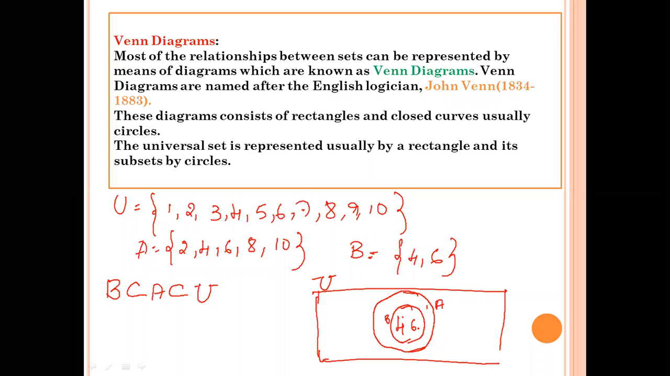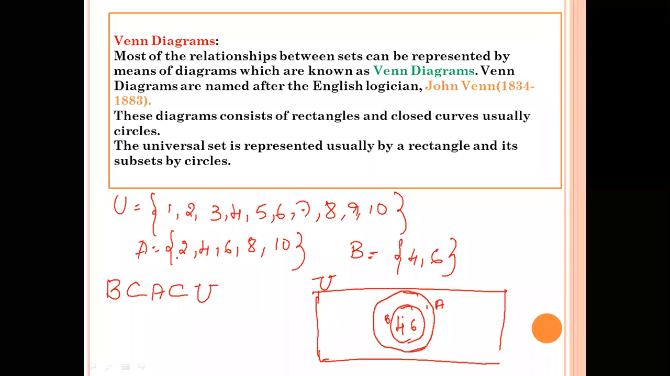Inside A, which are the elements I have to include? 2, 8, 10. Good, Ambika, Purnima, Soundarya. Yes, good. Why? Because 4 and 6 are in the overlap, B overlaps, B overlaps, A is inside.